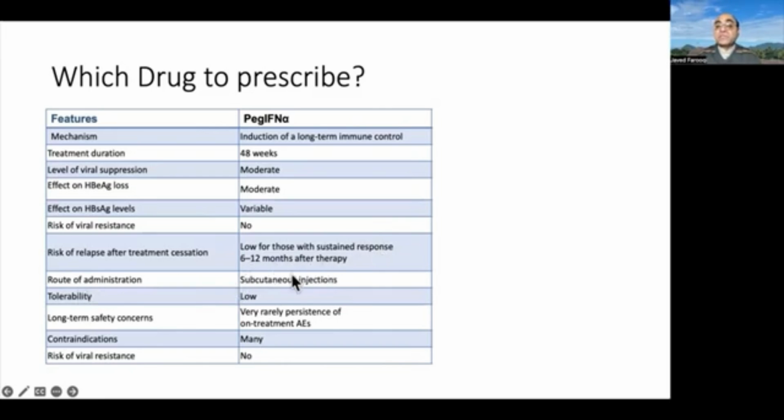Route of administration is subcutaneous injections, and tolerability is low, and long-term safety concern is very rarely persistence of the on-treatment adverse side effects, and contraindications are many, and risk of viral resistance is not there.